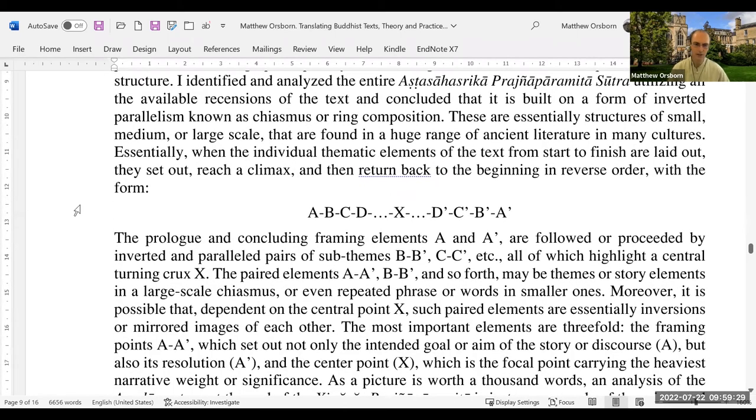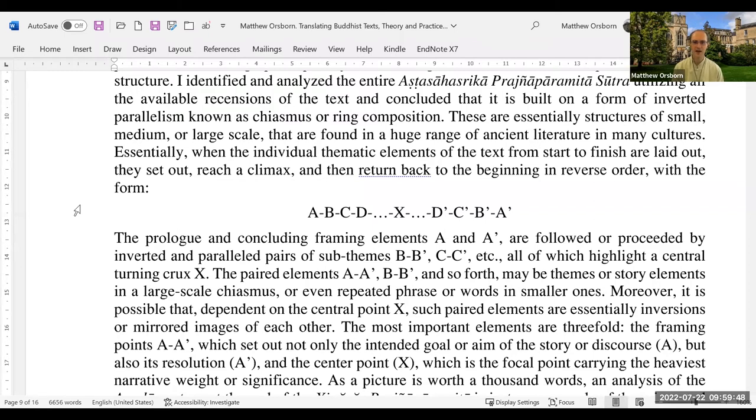And in Chinese, this is jiao cuo jie gou. There's a few other names in Chinese for it, or huan xing jie gou. Now these are essentially structures of small, medium, or large scale that are found in a huge range of ancient literature in many cultures.